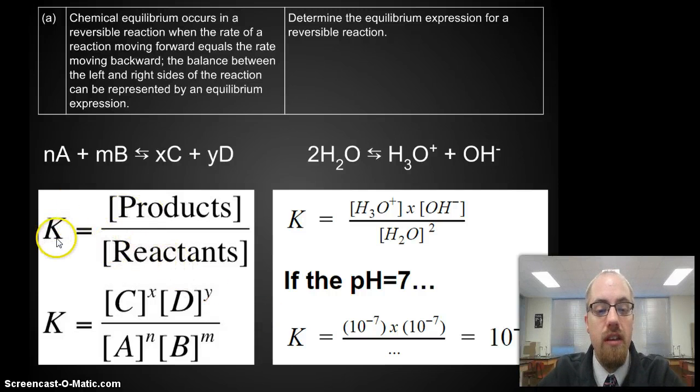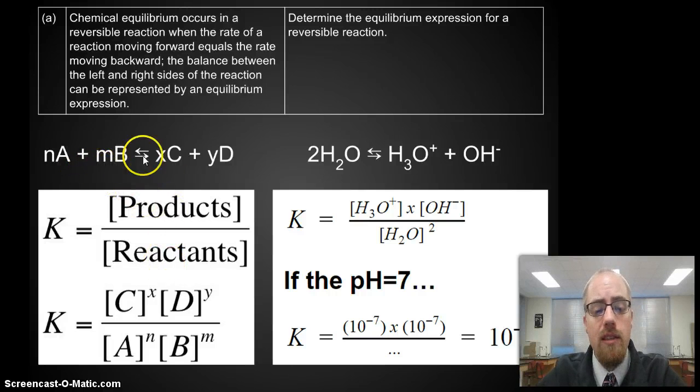We call that equilibrium expression K. Sometimes you'll see little subscripts down here, like Keq stands for equilibrium, or Kw stands for water, and certain reactions have special K values. But for the most part, K in general is that equilibrium expression, which you can think of as the concentration of the products divided by the concentration of the reactants.